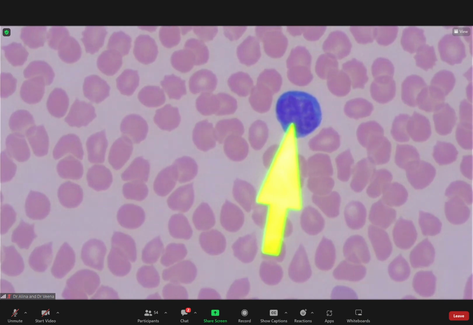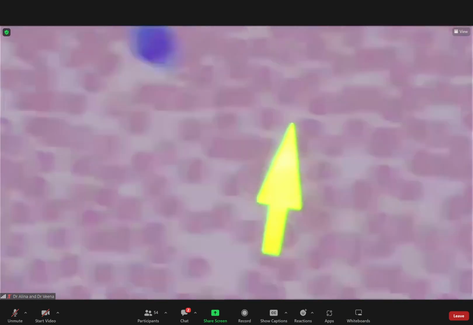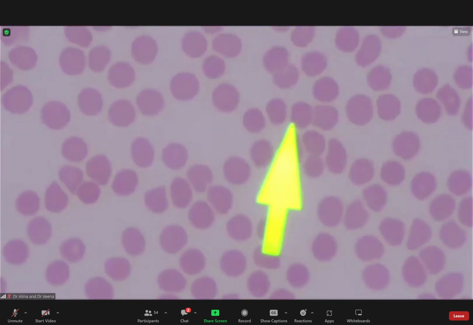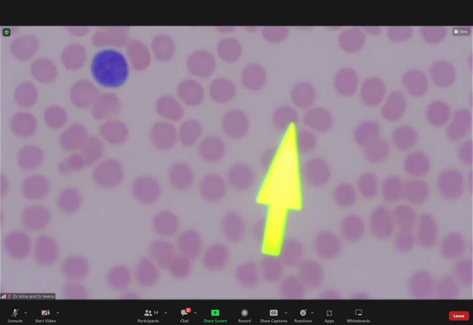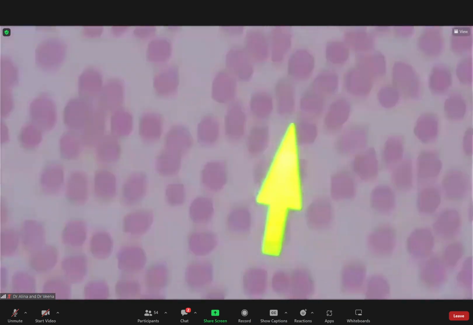Look at your nucleus. It has that typical, what do you call it? Cogwheel, not cogwheel. Clock face, right? Or cogwheel nuclear clumping. They have very bluish cytoplasm, and you have a perinuclear clearing. They are plasma cells.